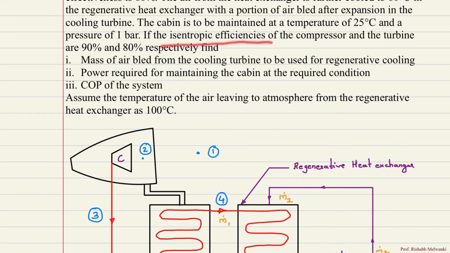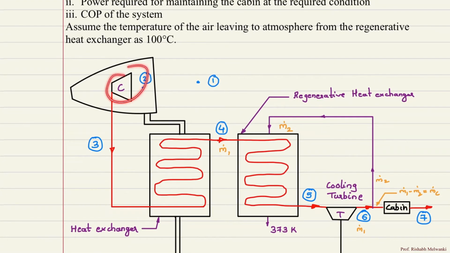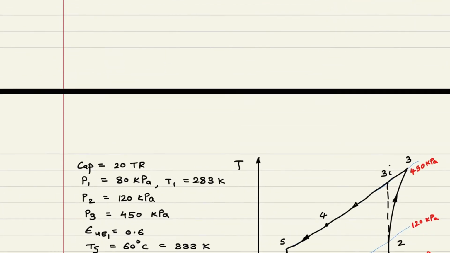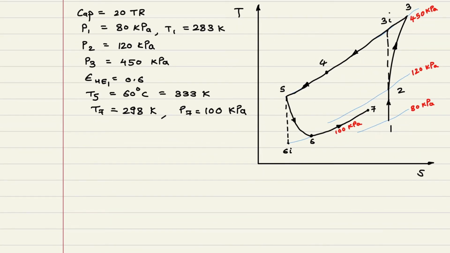If the isentropic efficiencies of compressor and turbine are 90% and 80%. So for the compressor and turbine, efficiencies are given, so processes will be actual processes. So we'll write down the efficiency value. Efficiency of compressor is 0.9 and efficiency of turbine is equal to 0.8. Now based on this data, I have drawn over here a TS diagram, temperature versus entropy.